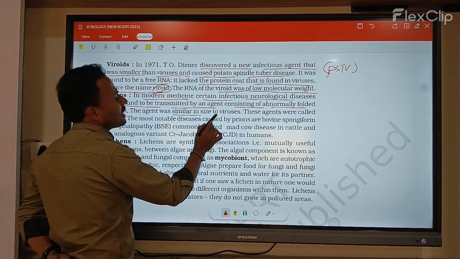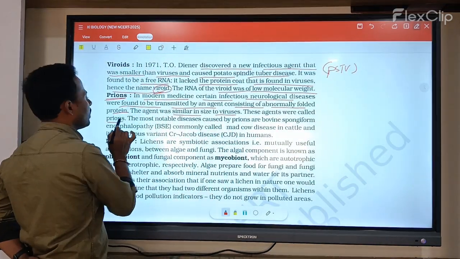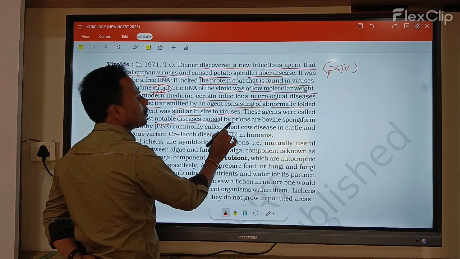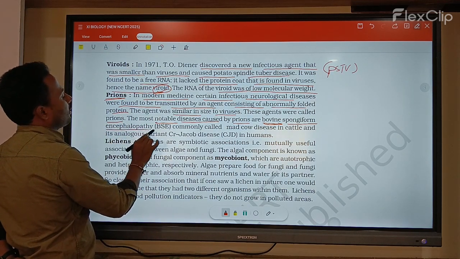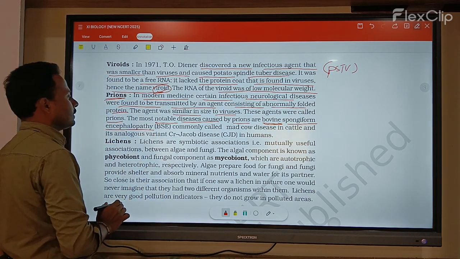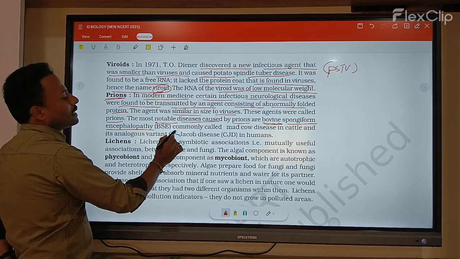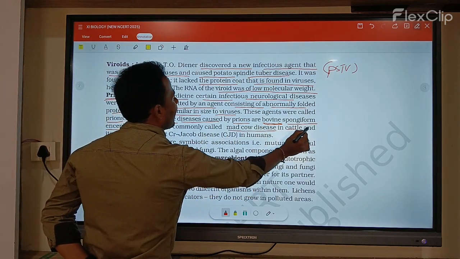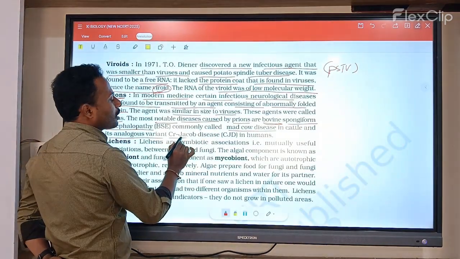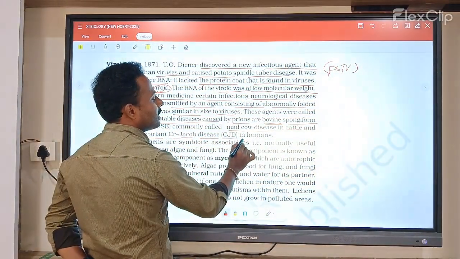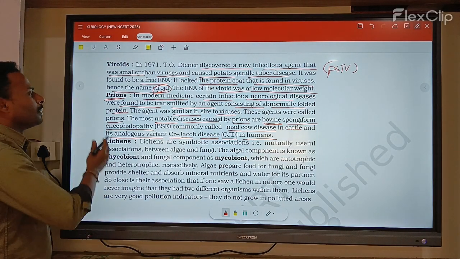These agents are similar in size to viruses. The most notable disease caused by prions is bovine spongiform encephalopathy, BSE, commonly called mad cow disease in cattle, and its analog in humans is a variant of Creutzfeldt-Jakob disease, CJD. These are caused by prions.